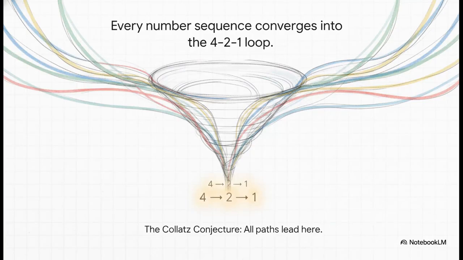And here's the real mystery. Every single number that's ever been tested, and we're talking numbers into the quintillions, eventually falls into this simple repeating loop. 4, then 2, then 1, and right back to 4. But it's at this exact point that our source material takes a very sharp turn.